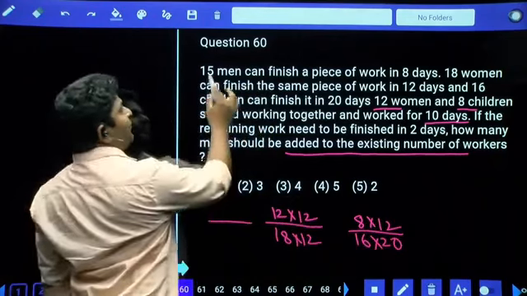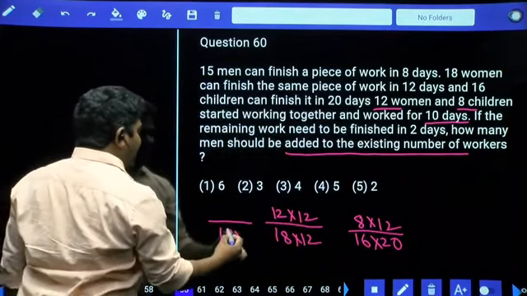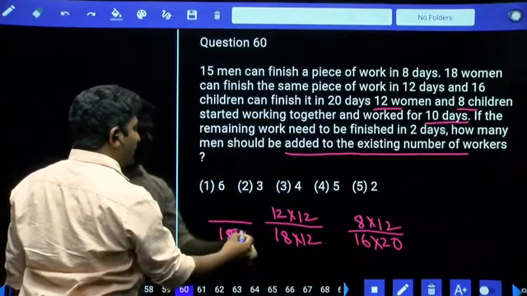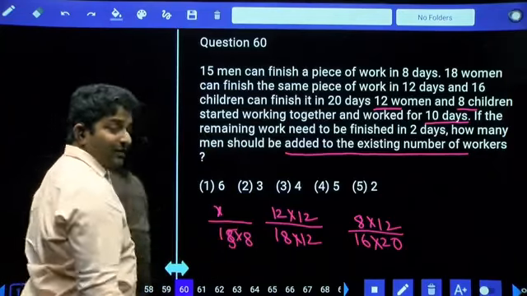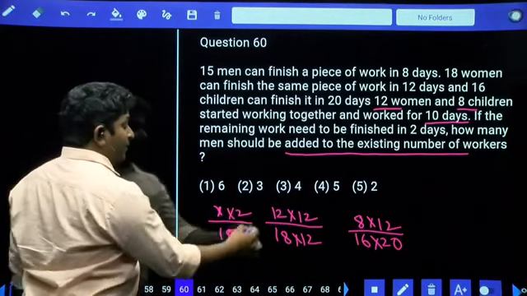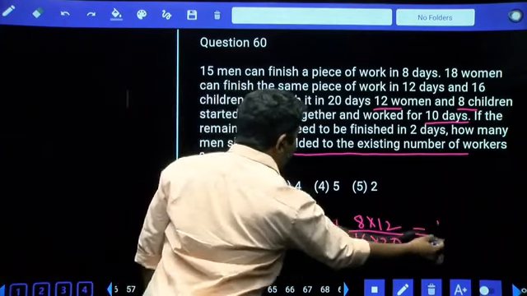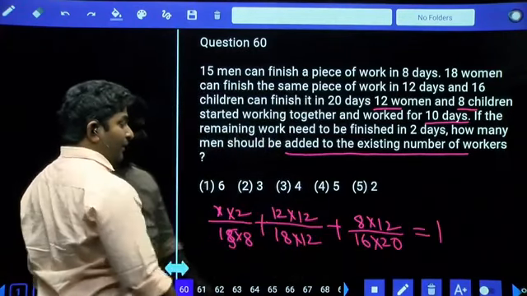And according to men, 15 men can do it in 8 days. One man can do it in 15 into 8. And we are adding X people, and they have to work for 2 more days. So work done by men, work done by women, work done by children, that is equal to total work, which is equal to 1.